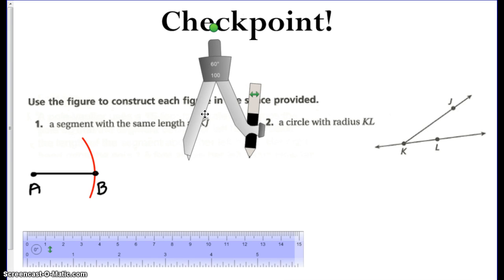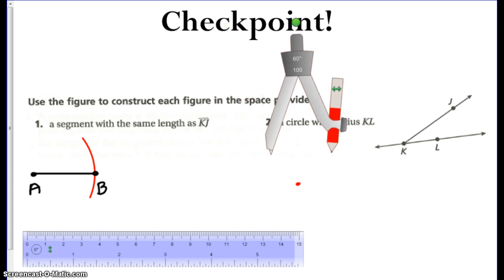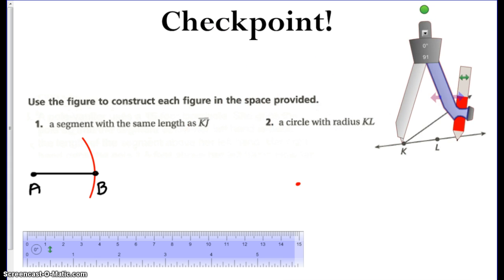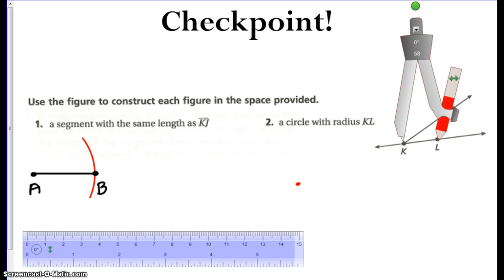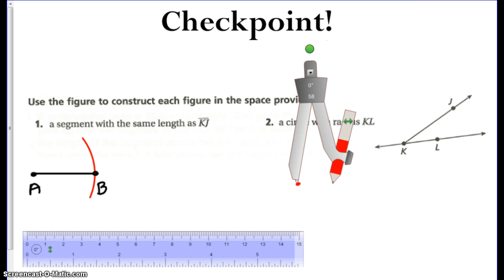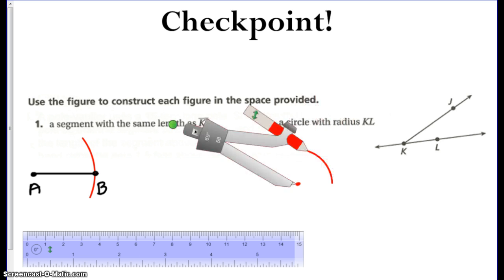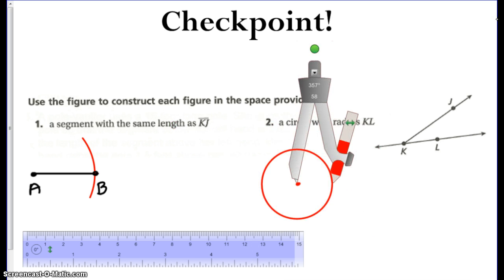Now, to make a circle with the radius of KL, put a spot anywhere for your center, and take our compass and move it to KL. Make sure that you're as close as you can. There you go. Now put the point on the center and draw. There you go.